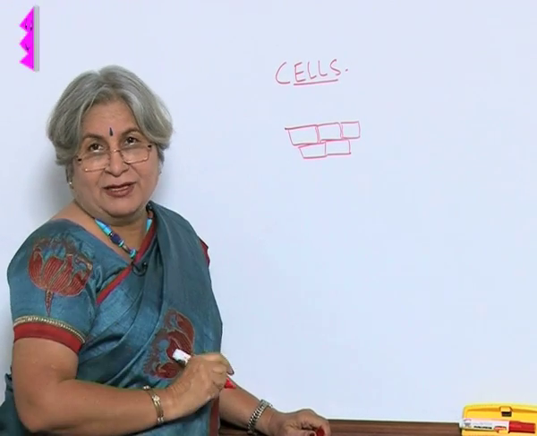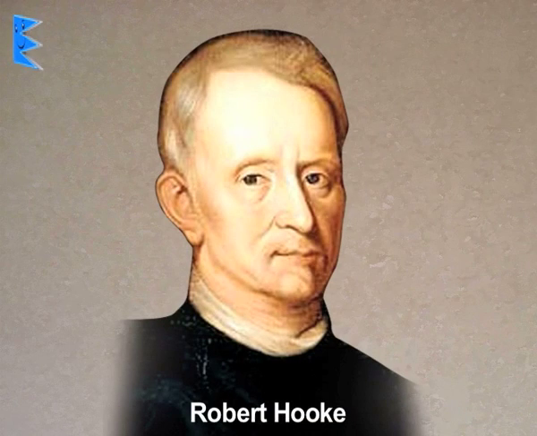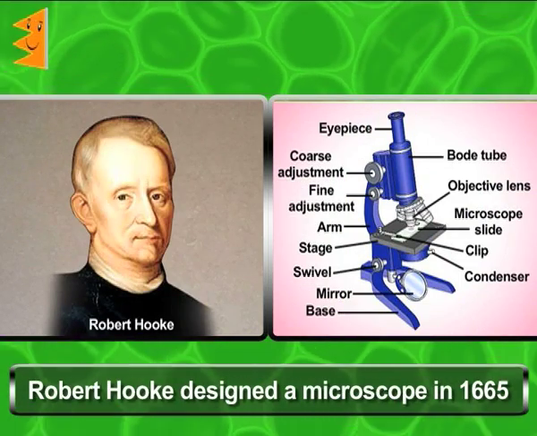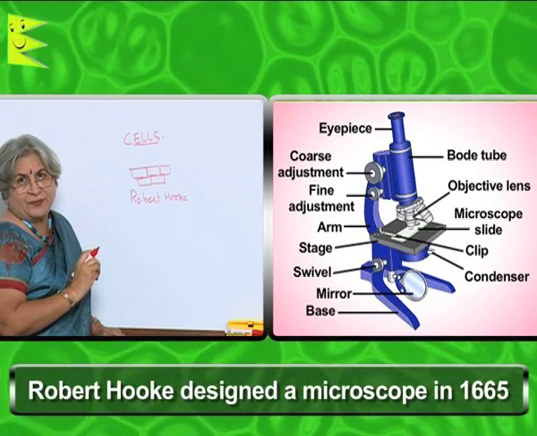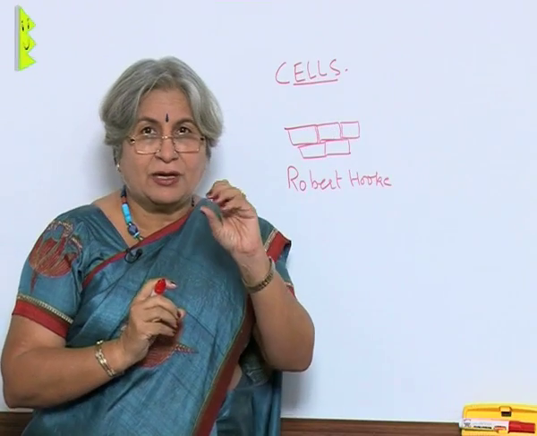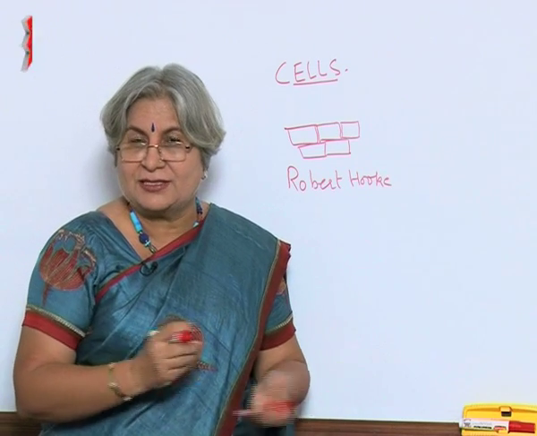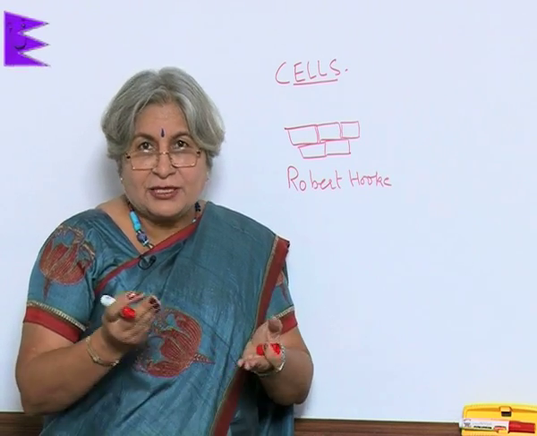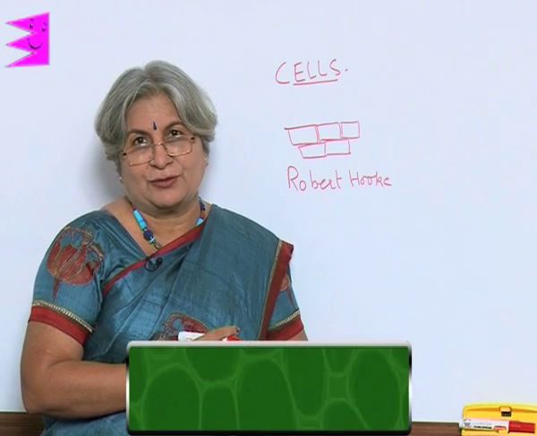At that time, there was a scientist, Robert Hooke. He, for the first time, made a magnifying glass, or you can say a simple, crude type of microscope. Under that, he took a piece from the bark of the plant, which we today call cork. So, he saw these slices of cork under the crude form of microscope.